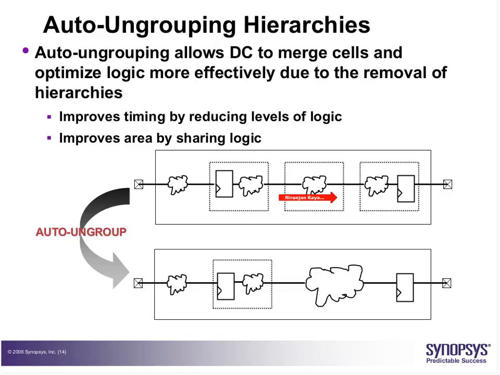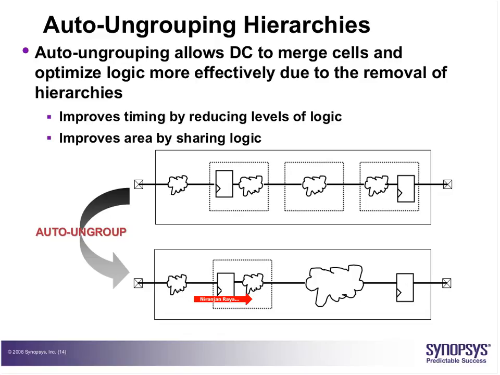Further, you can extend this and combine all three together in one big combinational cloud. For manual ungrouping, you can use the set ungroup command. You can use ungroup minus all, which will remove all hierarchy from the design to make the design flat. You can also use the ungroup command to ungroup a specific part of your design.